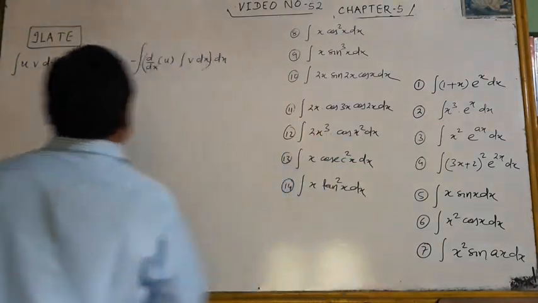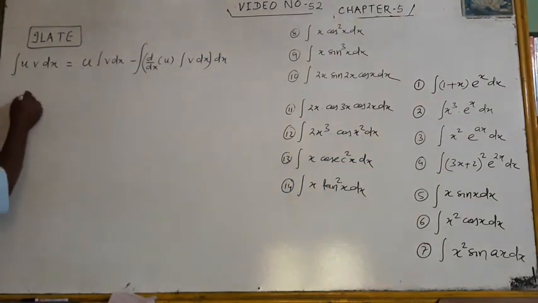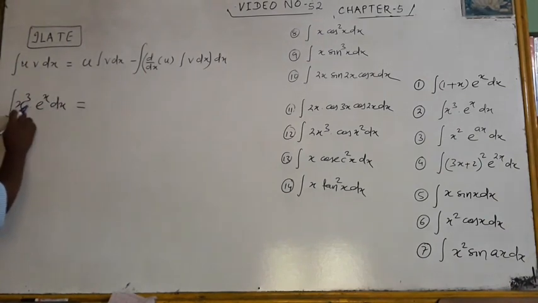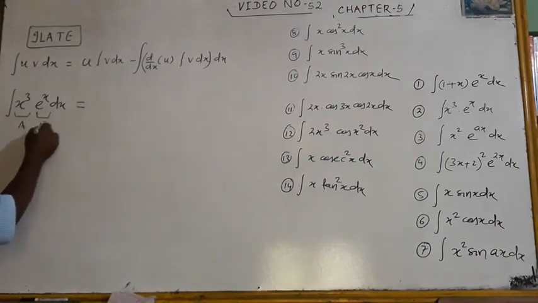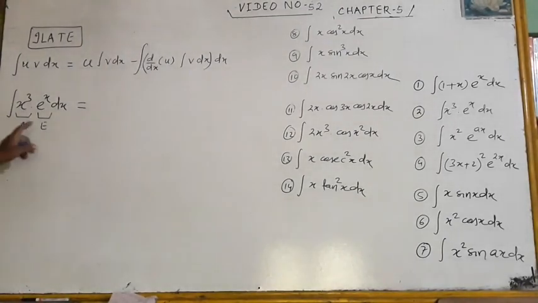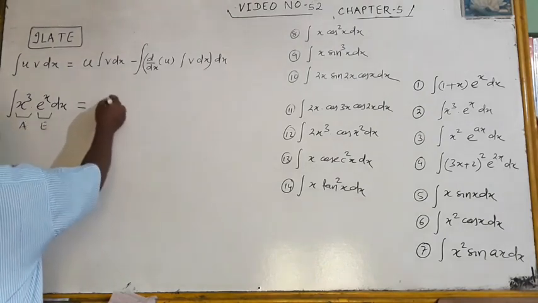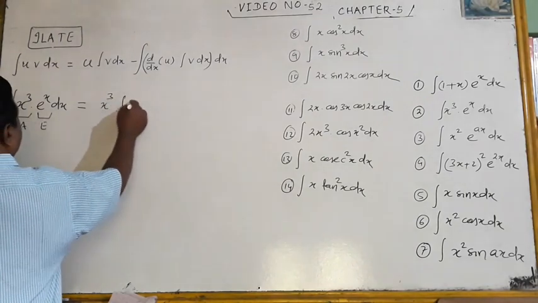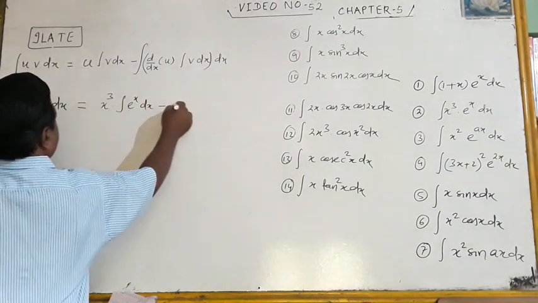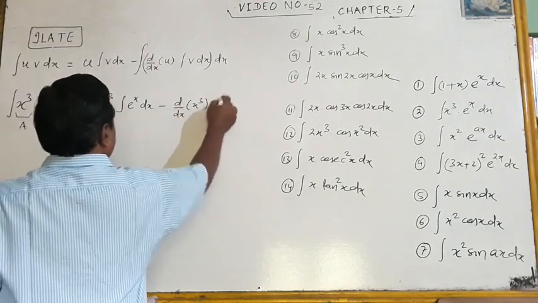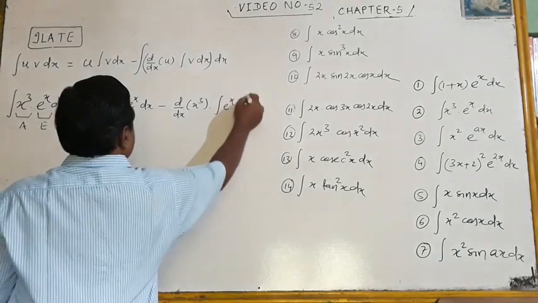That is x cube into e to the power x dx. Look at me. Here x cube is what? It is algebra. e to the power x is what? It is exponential. Algebra and exponential. Which term will come first? Naturally algebra. So here what we have to do? First into integration of second, minus derivative of first, x cube, into integration of second, e to the power x dx.